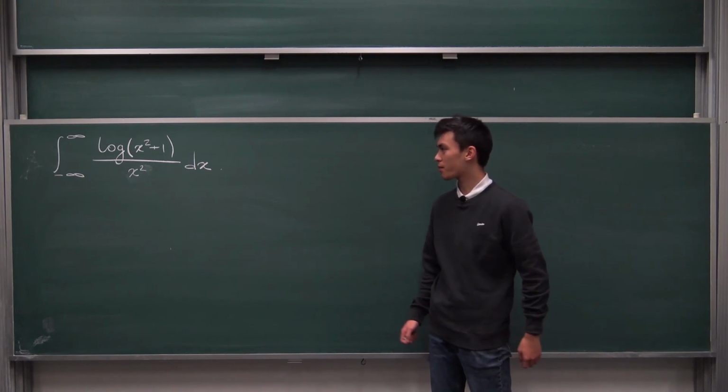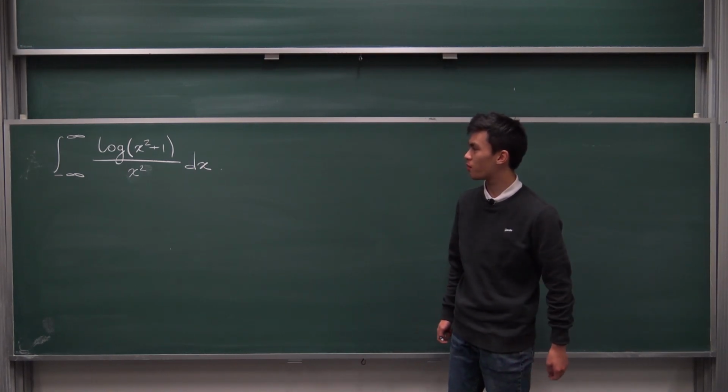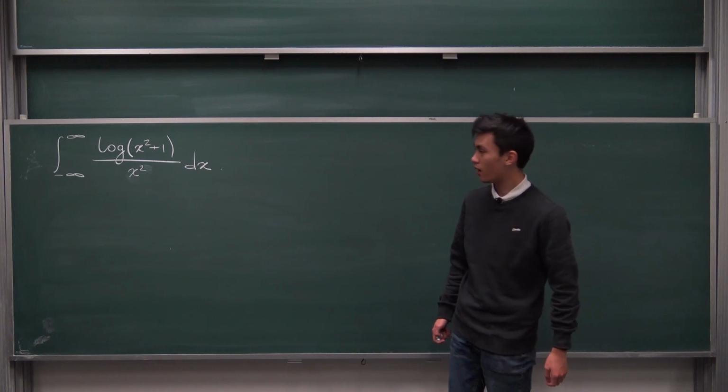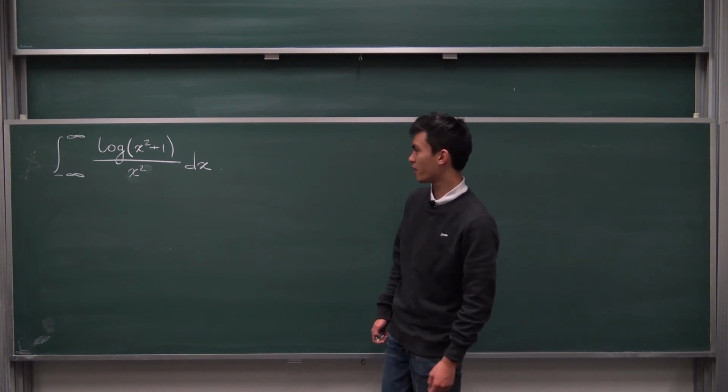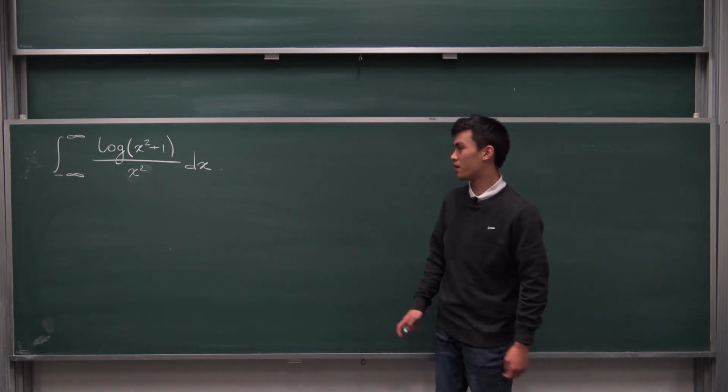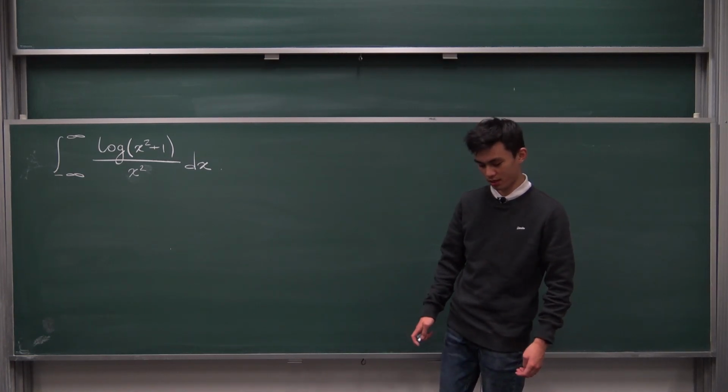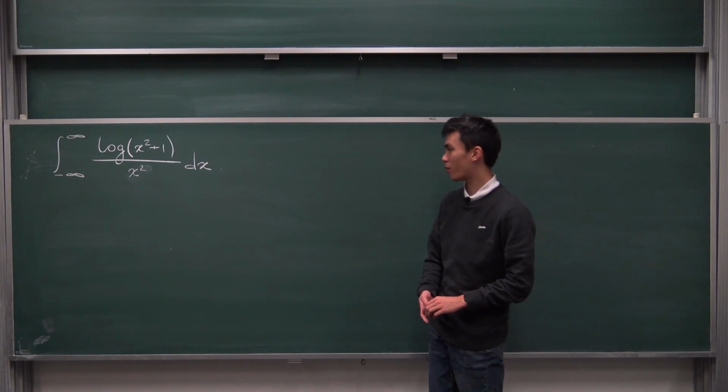What are we doing today? We're taking a look at this integral from minus infinity to infinity of log of x squared plus 1 over x squared. It doesn't look particularly nice because of that logarithm, but it turns out this is a pretty cool integral to evaluate, and we'll see how that works later.